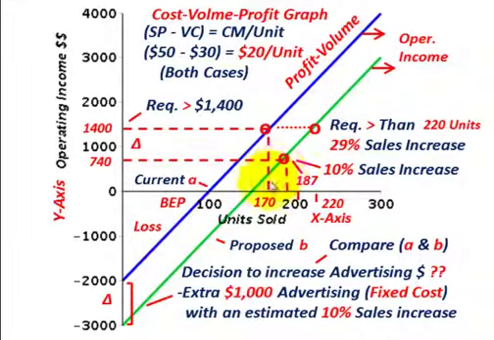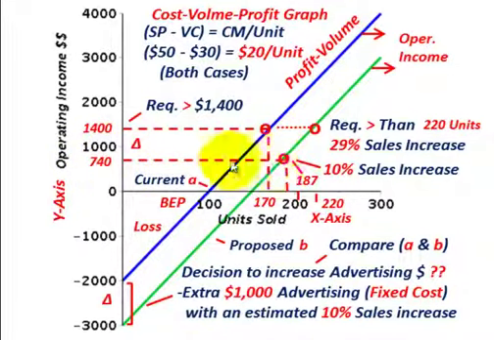Now we're going to move up to the point where we were talking about that 10% increase in our sales. So we'd be going from our current sales of 170 units up to a 10% increase, which gives us 187 units that we'd be selling based on our estimated sales increase of 10%. Moving that over to our operating income line, we're going to come up with $740 in operating income.